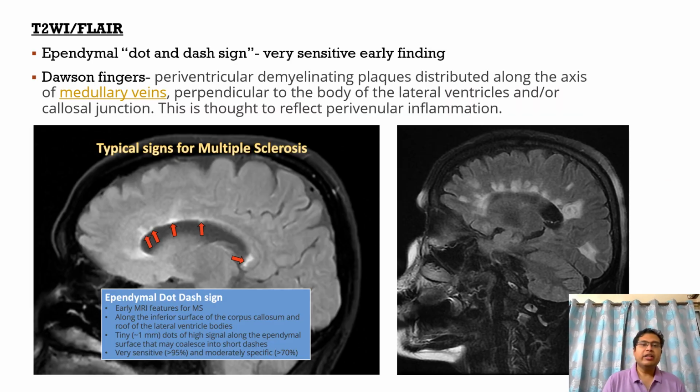Coming to the T2 and FLAIR images, a very early sign to be looked for in case of multiple sclerosis is the ependymal dot-dash sign, which is a very early MRI feature. And Dawson fingers actually develop after the ependymal dot-dash sign has been discovered.